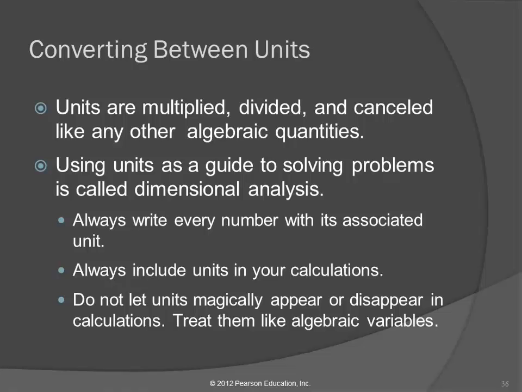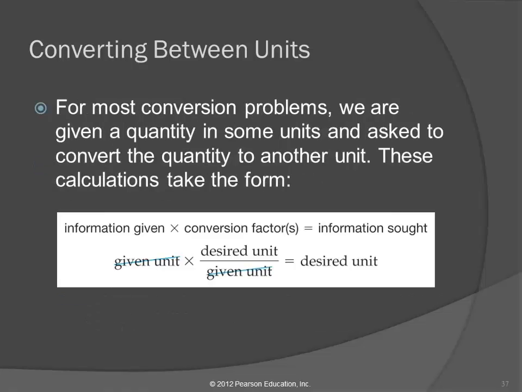In your calculations, include the units every single time. Yeah, it's annoying, but getting a problem wrong on an exam is more annoying. And don't let those units magically appear or disappear. Okay, there's no magic in chemistry. So treat them like algebraic variables and don't let them just come and go by themselves.